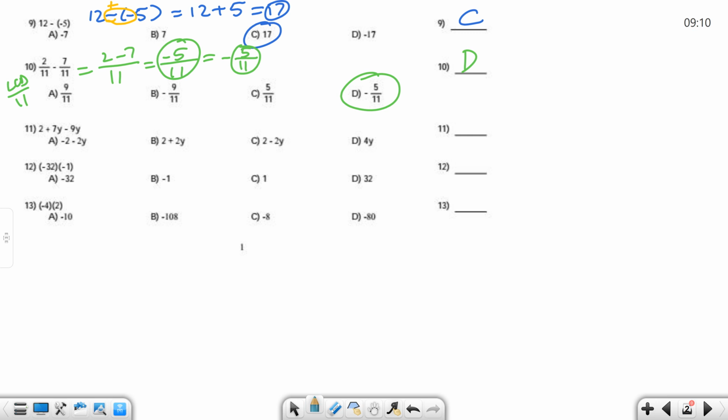So number 11 is 2 plus 7y minus 9y. Do I have any like terms here? Well, yes. Those are like terms. And notice I included the plus with the underline because that plus goes with the 7y.